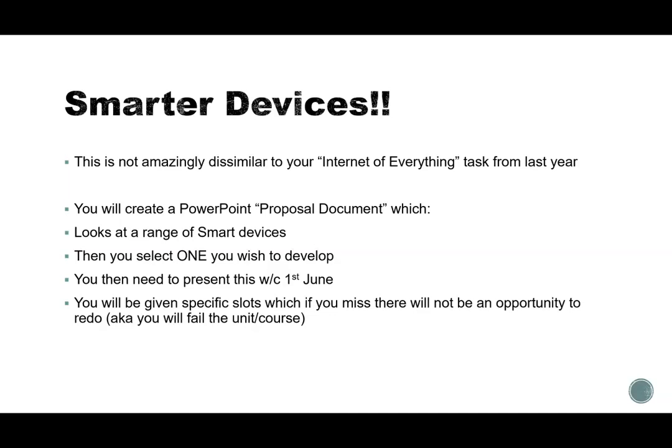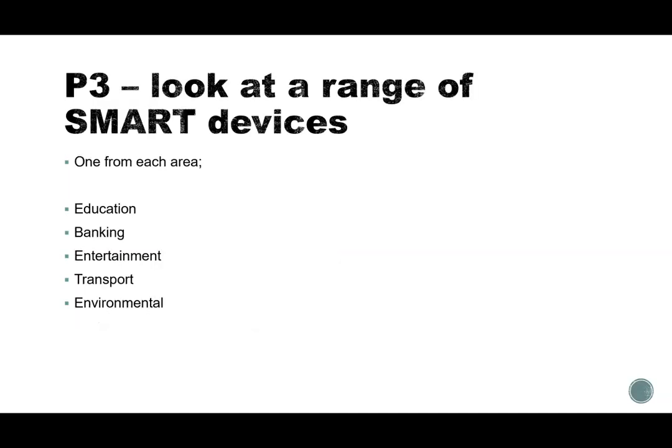And the first thing you're going to be doing is looking at a range of smart devices, or smart systems. And I've identified 5 for you to look at: education, banking, entertainment, transport, and environment. So you need to do all 5 of those, or find one device from all 5 of those areas. There should be plenty for you to discuss. And to be honest, you might already have done a range of these, like I said, for your Unit 17 last year. So you might want to go back and have a look at that work and see if there's anything you can use. But you do need to be making sure there's one for each of these areas.